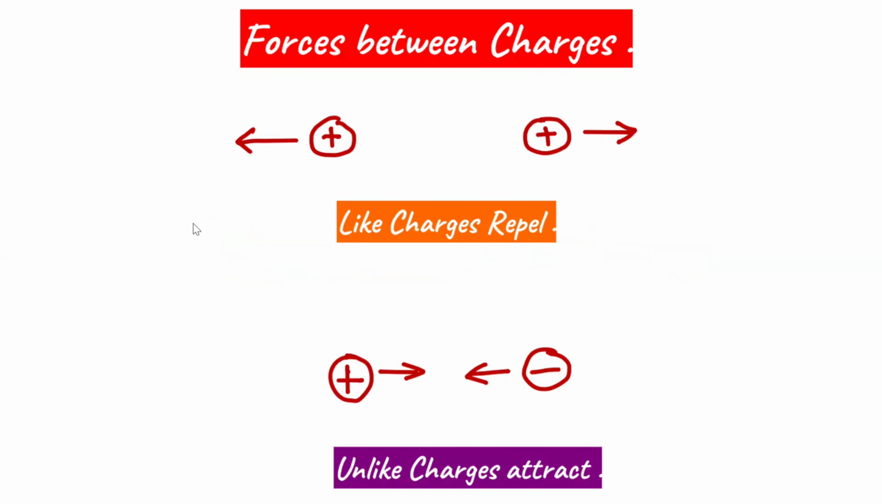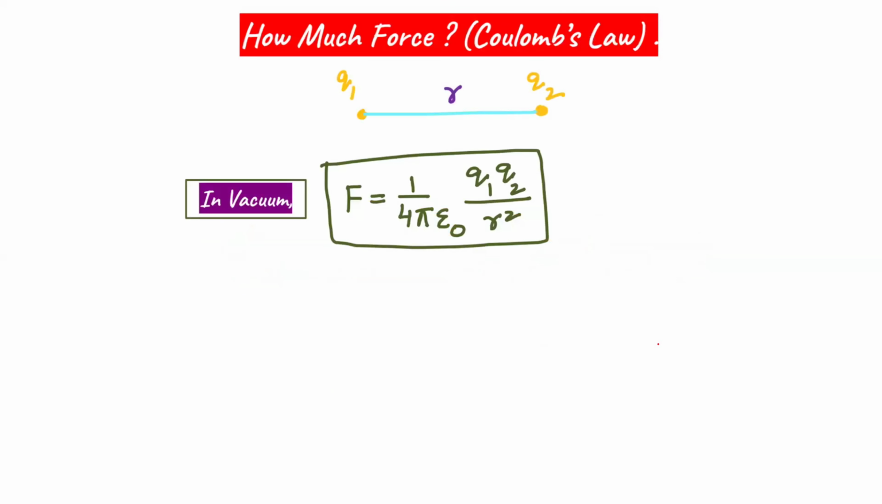See, in this particular case there are two different types of charges. One is positive, the other is negative, or both could be positive. So like charges repel and unlike charges attract, as we already know. Now the question is how much force is applied between the two charges. For example, there are two charges q1 and q2 placed at a certain distance r.